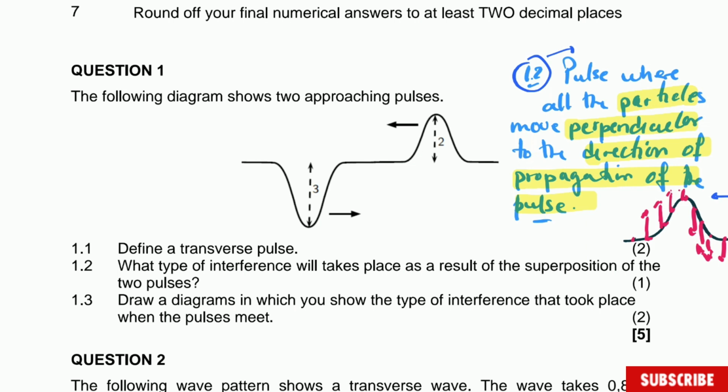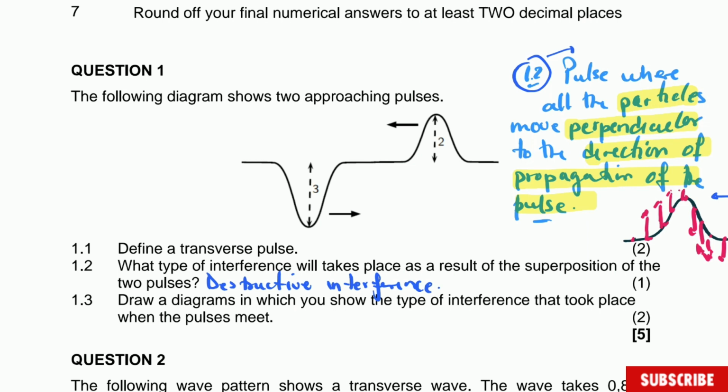That is the definition. What type of interference will take place as a result of the superposition of the pulses, one on top, one at the bottom? Then they will have destructive interference. There's also a link on this one, and I will leave the link there because you need it for question 1.3.